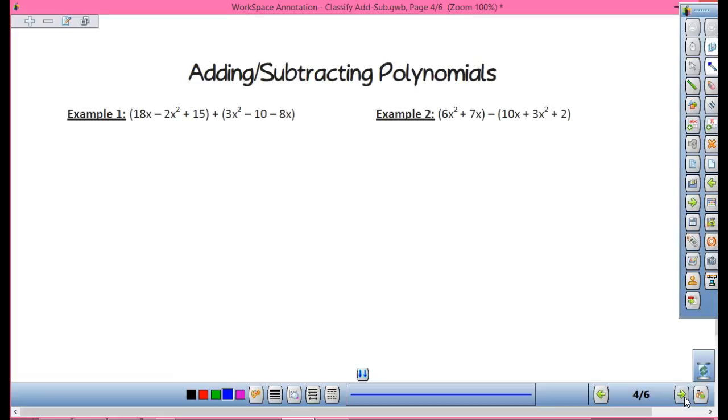Remember that we can only add and subtract like terms. So our variable has to be the same and our exponent has to be the same. On this example 1, we're always going to start with our highest exponent. So what am I adding together first? Yep, I'm going to combine negative 2x squared plus 3x squared and get, yep, just x squared or 1x squared.